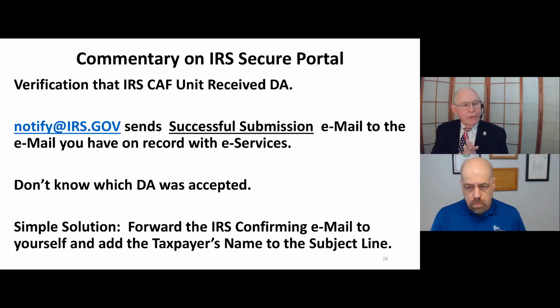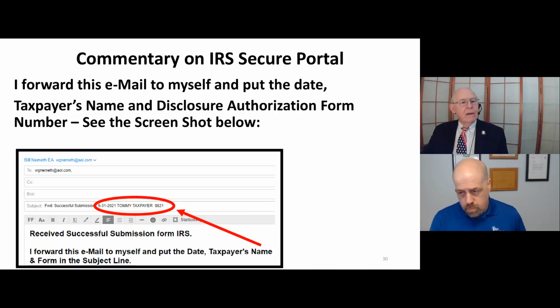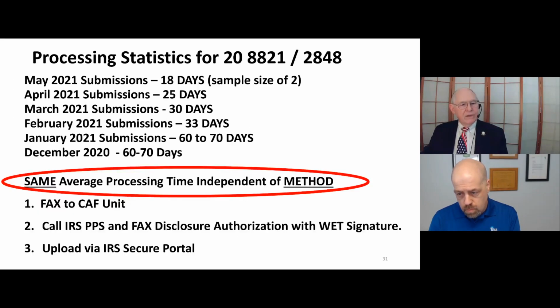Here's again, I'm going to just repeat this. It's nice in that the IRS CAF unit received it and told you they received it. However, you don't know the disclosure authorization they accepted, so we use this little thing here. When you get that email from notify at IRS, forward it to yourself and put in some detail. That way you know what it is. And that's what we did here again. I just forwarded it to myself. I put in the taxpayer's name, the date, and the form that I submitted. Makes it very easy to track.